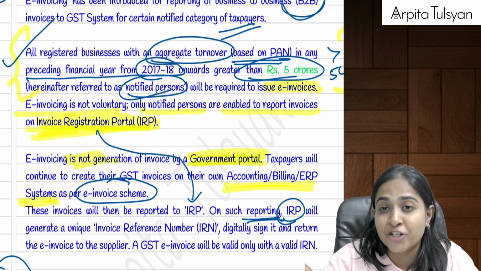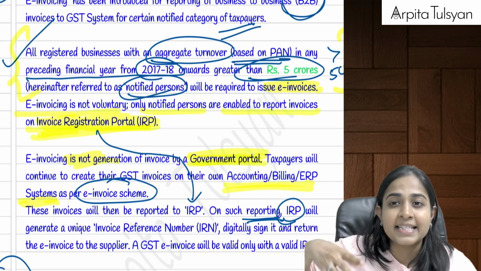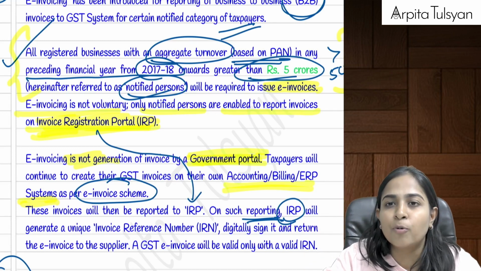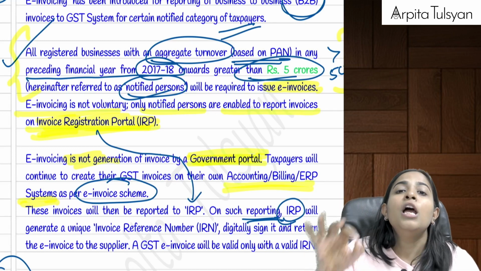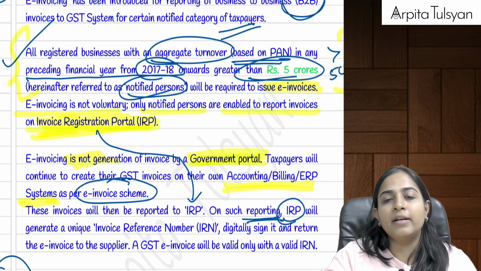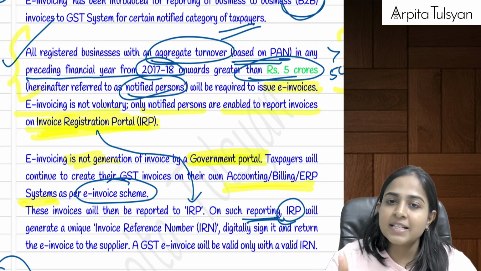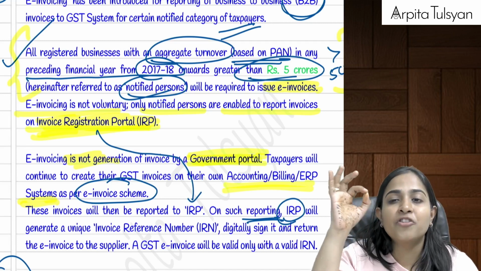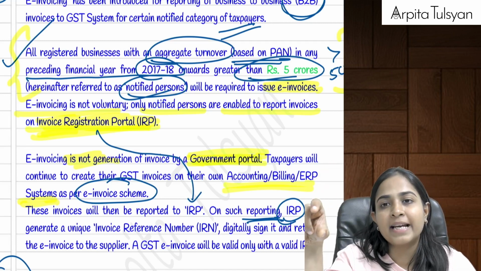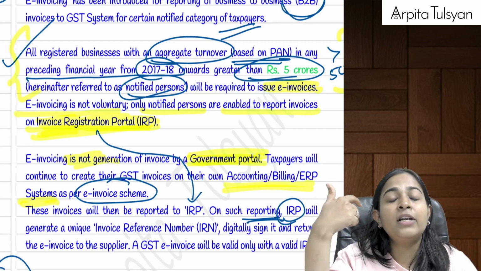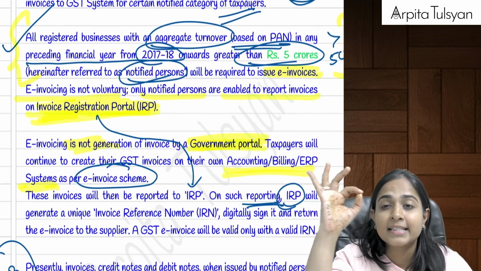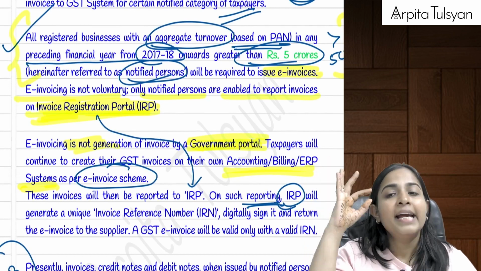invoice registration portals. Government has created 10 such websites, e-invoice 1, e-invoice 2. Government has created 10 such portals. You go to that particular portal, you import your data from JSON. If it is validated, if all your data is correct, then the invoice registration portal, basically that particular website, will validate your data. It will give you a number called the invoice reference number, IRN, a 64-character hash that is generated.